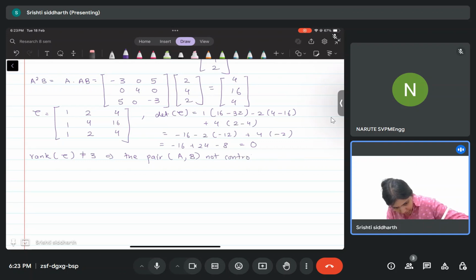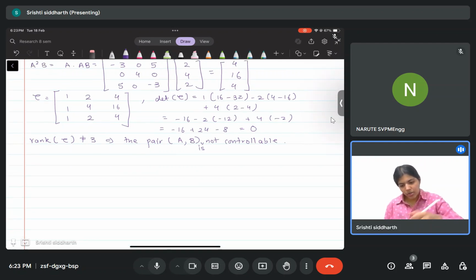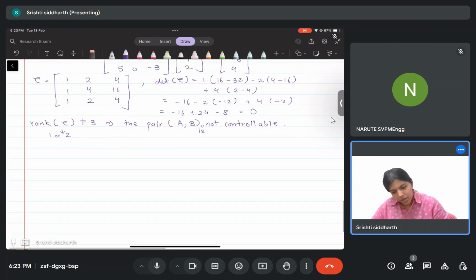That's why we have to find out the standard form for uncontrollable systems. We have to decompose it into a controllable part and an uncontrollable part. Alright. So this is not 3, so the rank can be either 1 or 2, right? So let's see if any two columns are linearly independent or not.